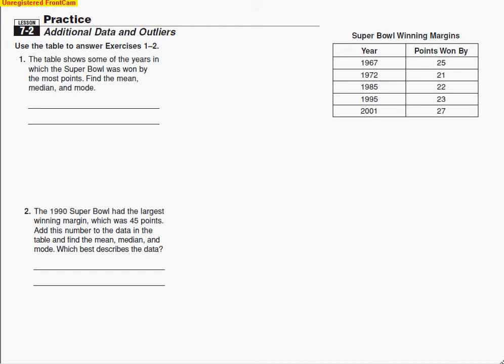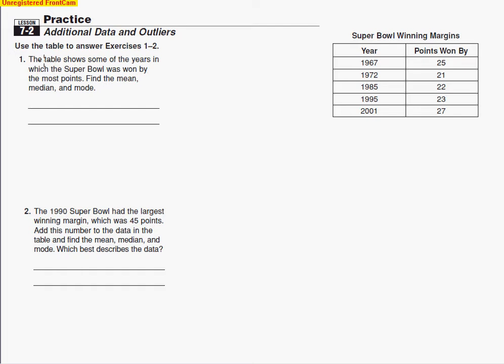Today we are going to look at central tendencies again. However, this time we're going to have some additional data that we can consider sometimes an outlier. And so we'll see that on some of the problems. But first, let's take a look at number one.